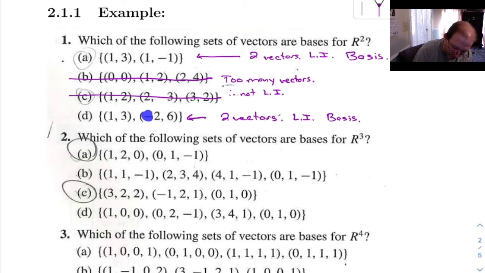Now, if this negative weren't here, it would not be a basis because then it would be 1, 3, and 2, 6, and they point in the same direction. If there were a negative on the 6, it would not be a basis.